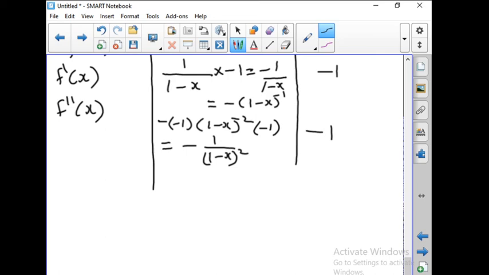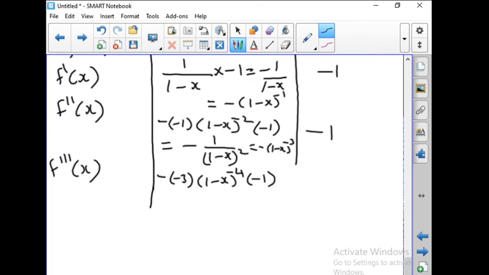Minus 1. So what about f triple dash of x? This is nothing but minus 1 minus x the whole power minus 3. Then if we differentiate, minus 3 into 1 minus x the whole power minus 4 into minus 1. So what is this actually? Minus 3 by 1 minus x the whole power 4. What will you get when you put x is equal to 0? Minus 3 we get.